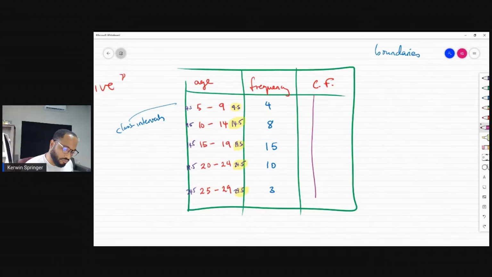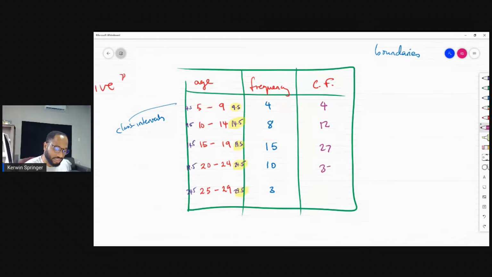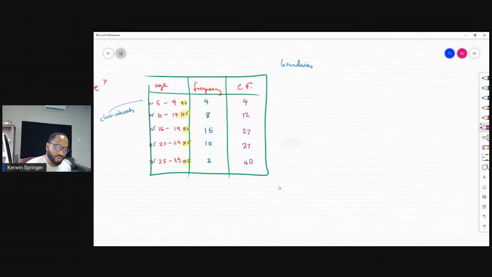What you're supposed to figure out with cumulative frequency is this column. It works by starting off with 4, then 4 plus 8 is 12, and 12 plus 15 is 27. 27 plus 10 is 37, and 37 plus 3 is 40. Let's get a nice sweet number there. Normally when you do your cumulative frequency, this number is the combined frequency of everything. Normally it comes out to like 100 or 60. It's just how many things are in the survey.